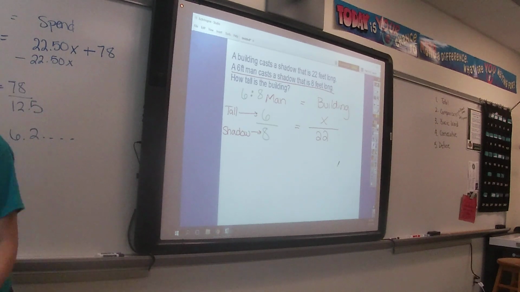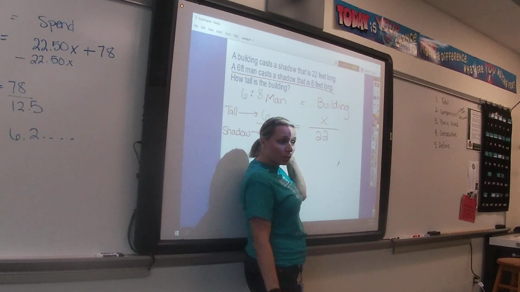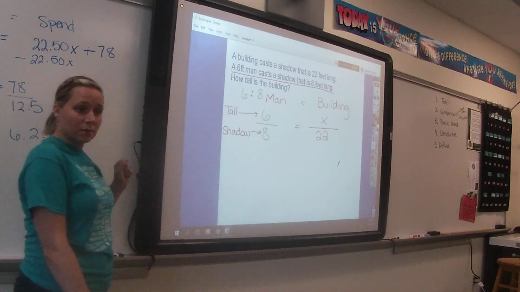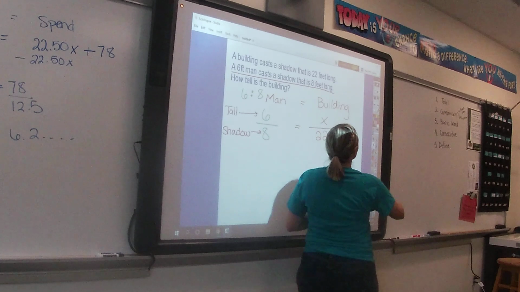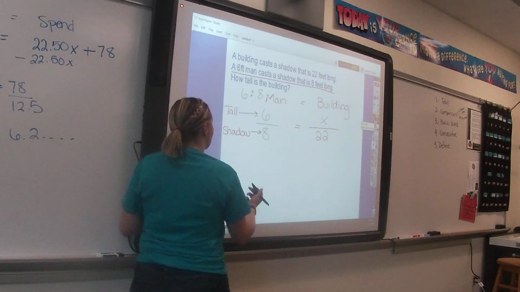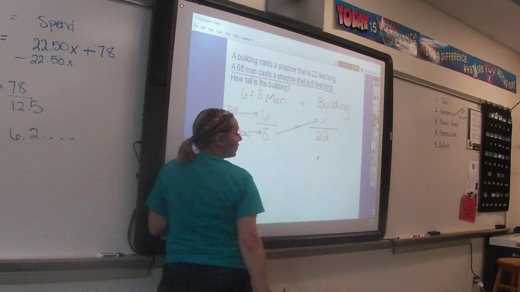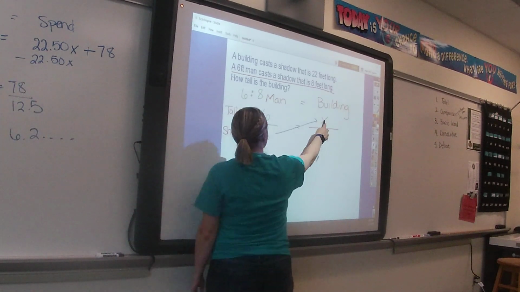Now you could choose to solve this by undoing division with multiplication, and you could multiply by 22 on each side. That's fine. Or you could say, oh look, that's a fraction being set equal to a fraction. I can cross multiply and get rid of the fraction altogether. It doesn't matter which direction you multiply first. My students tend to multiply the direction that includes x first. Okay, so what is 8 times x? 8x.